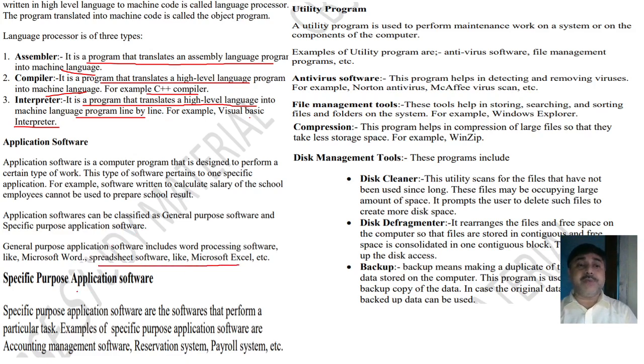Then there is specific purpose software, software that you use for a specific purpose, like a reservation system, or a payroll system where you give pay to people. And utility programs are the ones that give us utility, like antivirus programs, file management tools, compressors. We also have disk cleaning, disk defragmenter, and backup of the work. So with all this structure we can work on it.